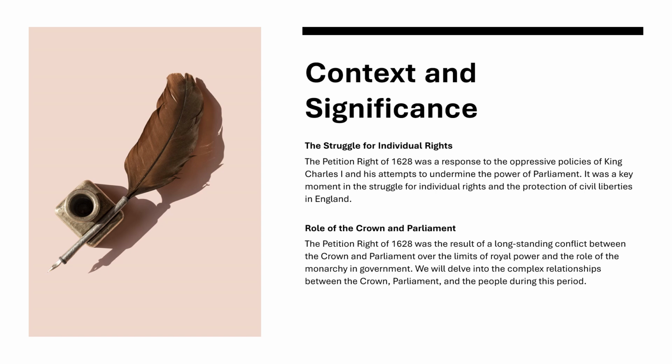Role of the Crown and Parliament. The Petition Right of 1628 was the result of a long-standing conflict between the Crown and Parliament over the limits of royal power and the role of the monarchy in government. We'll delve into the complex relationships between the Crown, Parliament, and the people during this period.